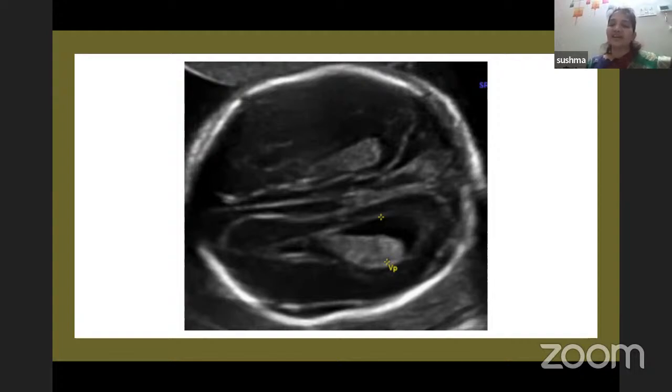Please type in the chat box, what is the structure that is missing? In all the 3 axial planes, we have to look at that one structure, and that one structure is missing here. And why is that one structure important to see in all the 3 axial planes?